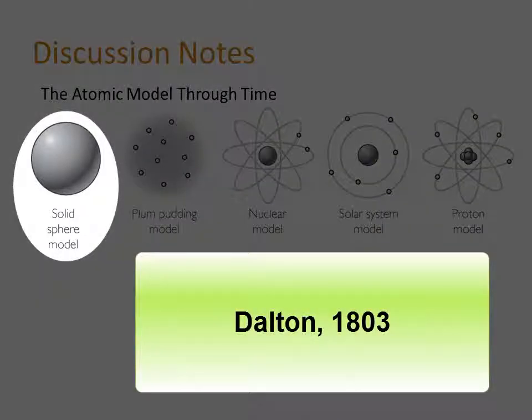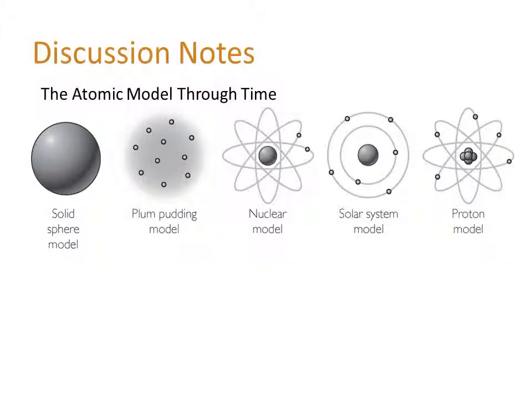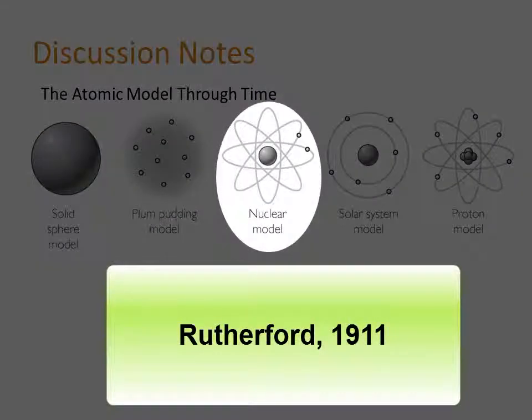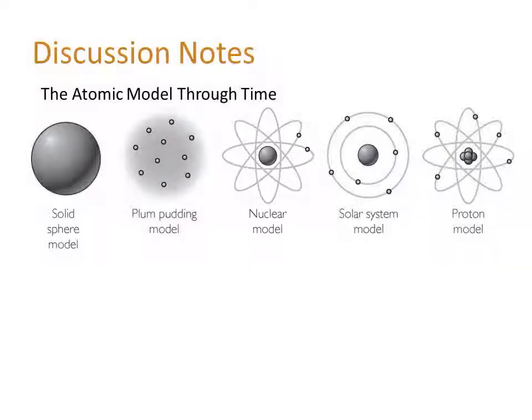In 1803, Dalton proposed his solid sphere model, in which an atom is a solid sphere which cannot be cut into any smaller piece. In 1897, Thomson proposed his plum pudding model, in which there is a positively charged fluid with negatively charged electrons randomly dotted throughout the fluid. In 1911, Rutherford proposed a nuclear model, in which negatively charged electrons circle around a positively charged nucleus.